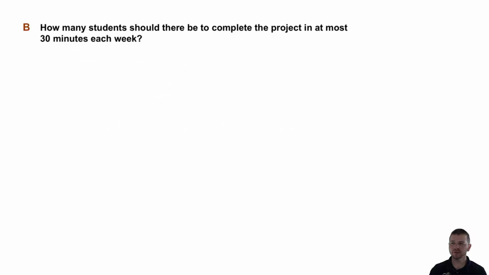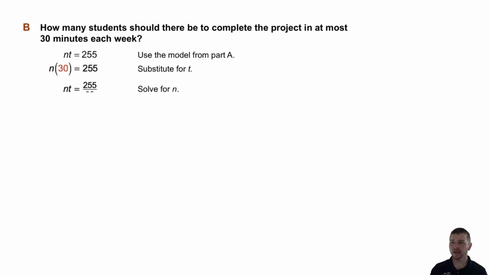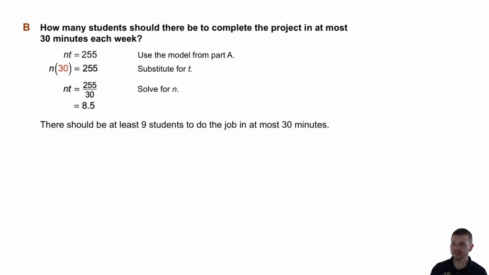Part B. How many students should there be to complete the project in at most 30 minutes each week? Well, we'll use the model from Part A, that's NT equals 255, and we'll substitute our value of interest, 30, for T. N times 30 equals 255, and solve for N, dividing each side by 30. N equals 255 divided by 30, and that's 8.5. So we can state there should be at least 9 students, because 8.5 students doesn't make sense, 9 students to do the job in at most 30 minutes.